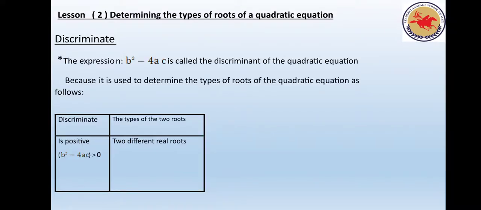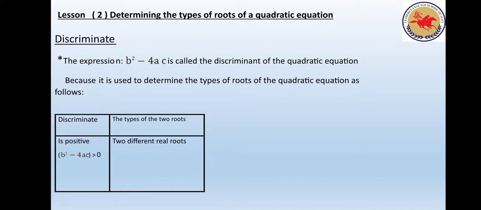This was the first lesson in algebra. Second lesson here: determine the types of the roots of the quadratic equation by something called the discriminant. Discriminant equals what? b power 2 minus 4ac. This is called the discriminant. By using the discriminant, we can determine the types of roots without solving the equation.